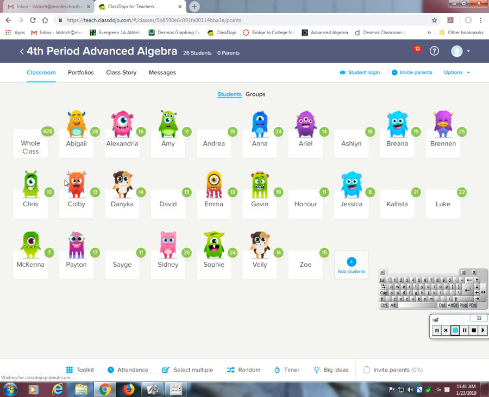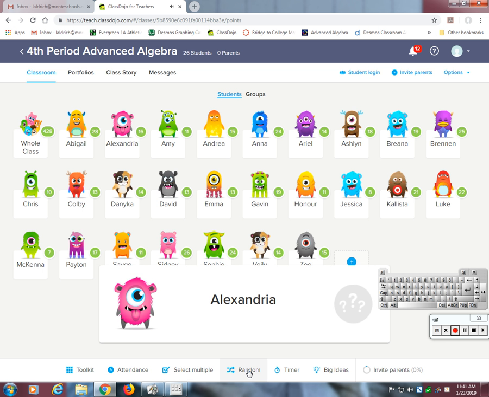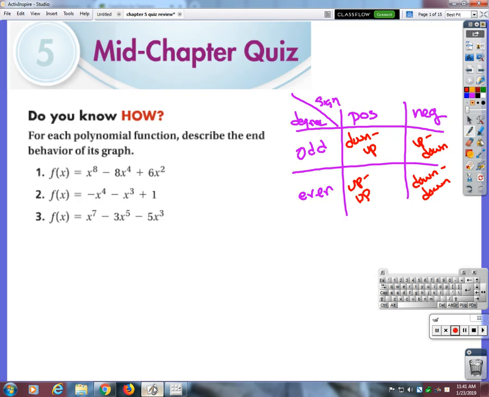So, for the first one, let's turn to Alexandria. Can you tell me the end behavior of that graph? Is it positive or negative? Yeah, the top one's positive. Is the highest exponent odd or even? Even. So positive even means that the end behavior is up, up.